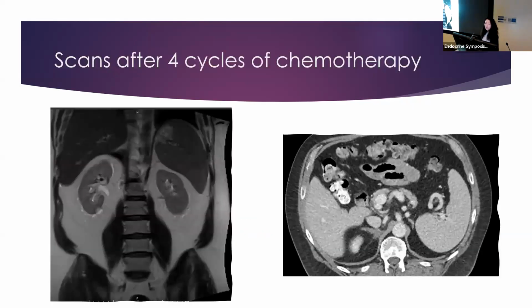So this is the imaging after 4 cycles of chemotherapy. The adrenal mass has gone, while the splenomegaly is still there. So it was resolved, and he is still under monitoring by the hematologist.